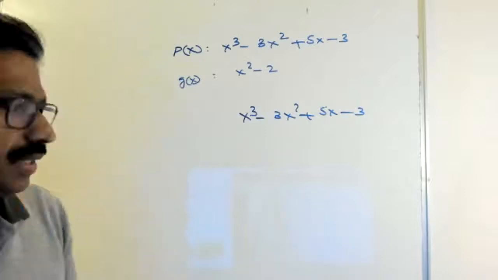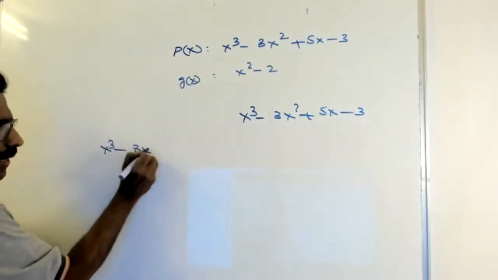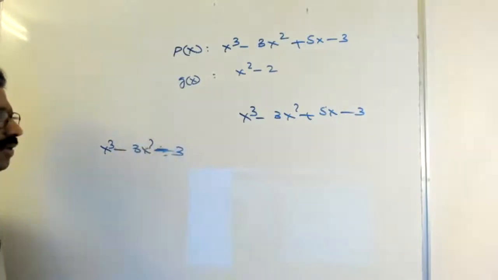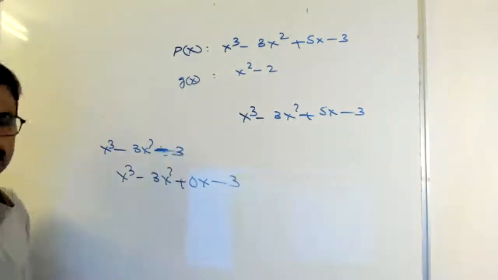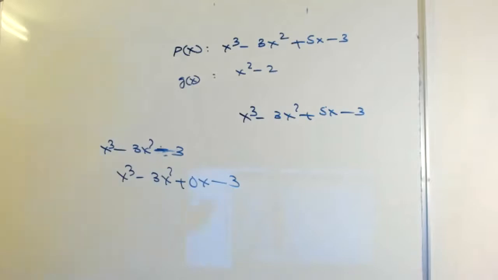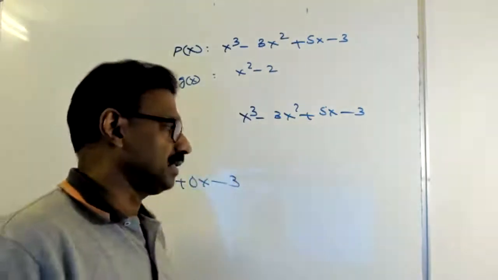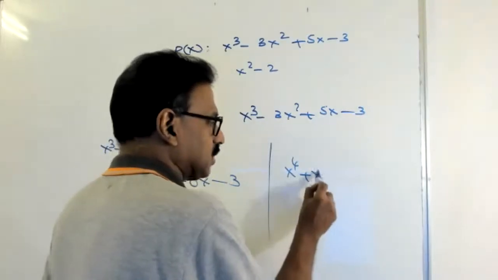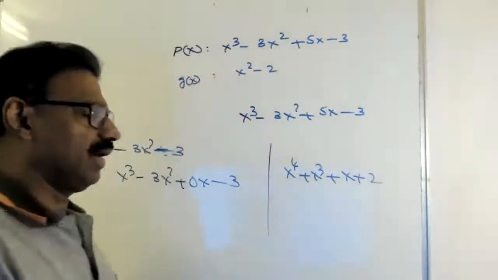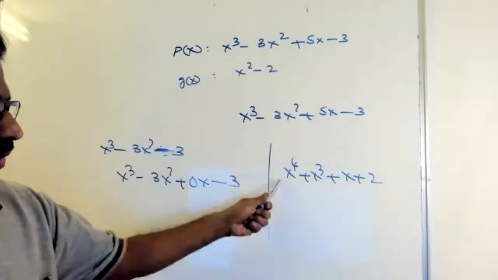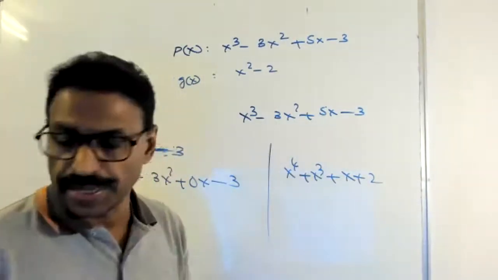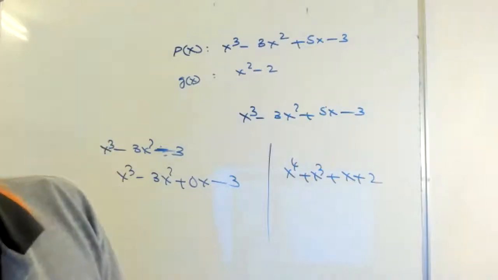So look at here. Suppose anything is missing. Suppose here, x cube minus 3x square minus 3. Here one term is missing, right or no? Yes, sir. So if it's missing, you just write x cube minus 3x square plus 0x minus 3, like that. Understood? That's an important thing. Before starting the division, check in P of x whether any term is missing. For example, x raised to 4 plus x cube plus x plus 2. So what will you write? X raised to 4 plus x cube plus 0x square plus x plus 2. Clear or not? Yes, sir.